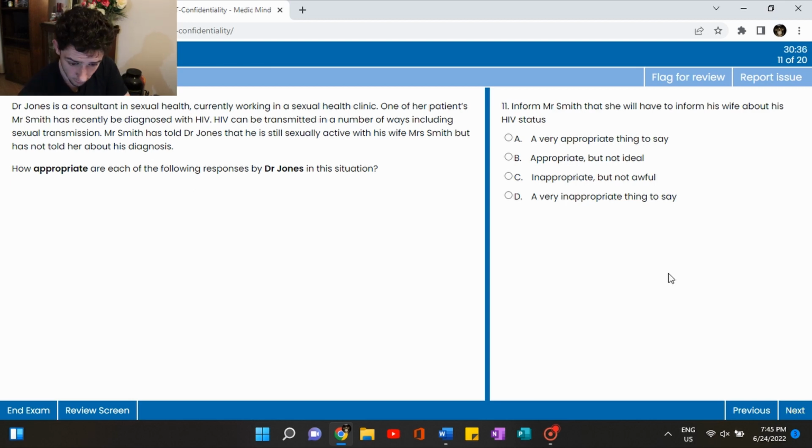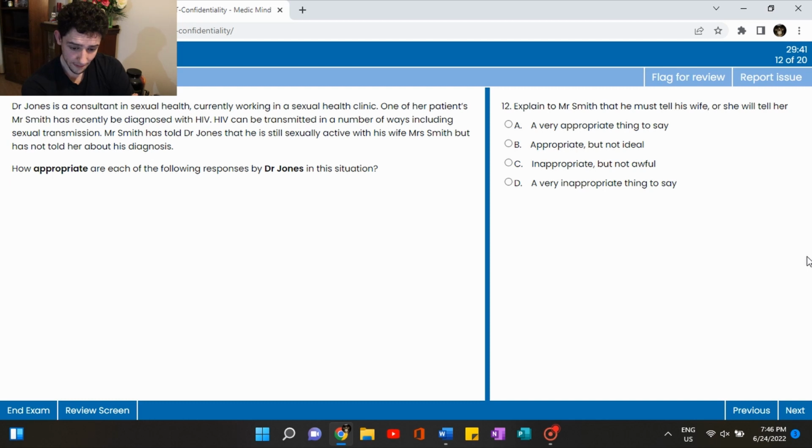Number 11, inform Mr. Smith that she will have to inform his wife about his HIV status. Okay, I think this is option B, so appropriate but not ideal. The reason why it's appropriate is because you are telling Mr. Smith what is required of you. But the reason why it's not the perfect response is because you should give Mr. Smith the option to tell his wife himself, rather than simply overriding him and going straight to the wife as a doctor. So appropriate but not ideal.